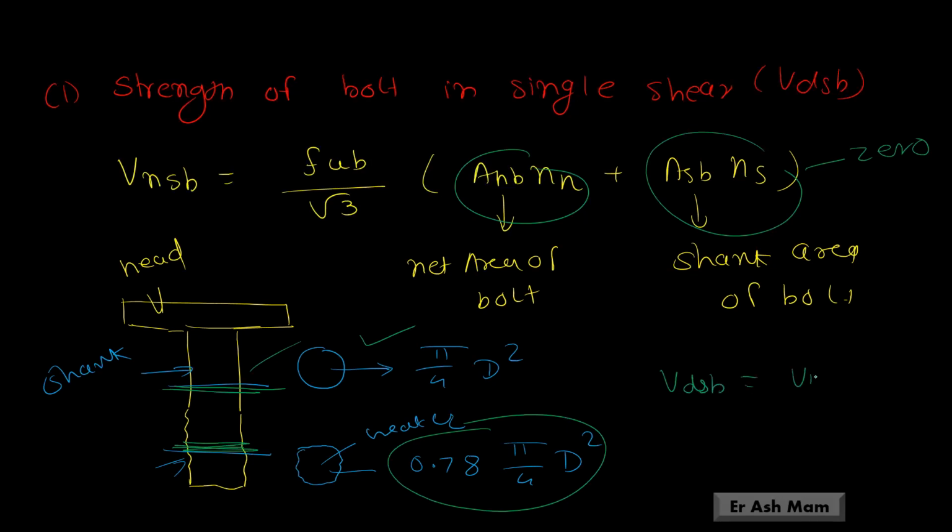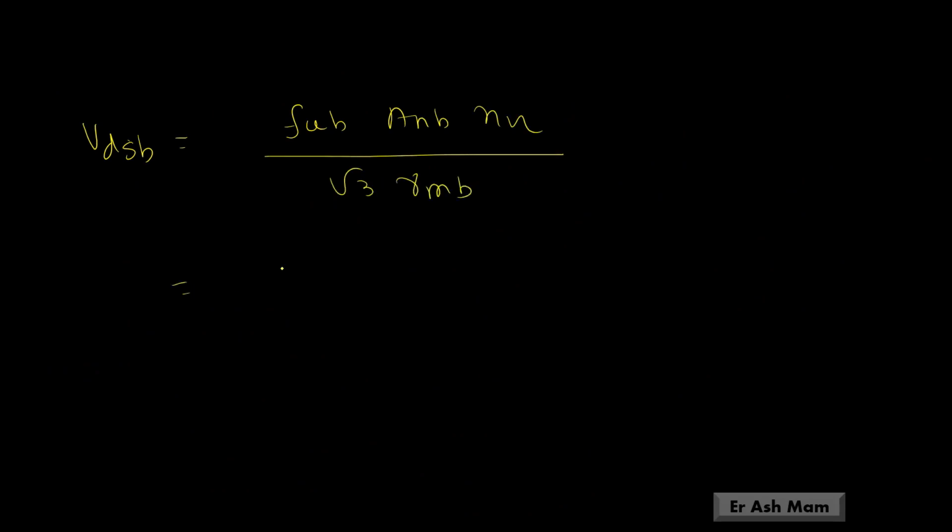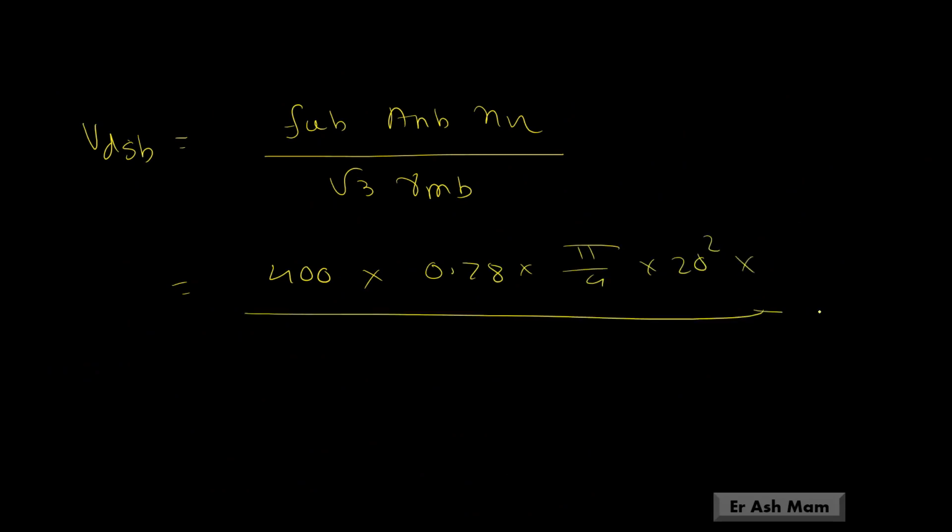Okay, next is VDSB. VDSB equal to VNSB upon gamma MB. Therefore, the formula becomes FUB NB NN upon root 3 gamma MB, where FUB, ultimate strength of bolt, for grade 4.6 is 400, and net area is 0.78 times pi by 4 d square, d being the diameter, into NN, number of cuts.